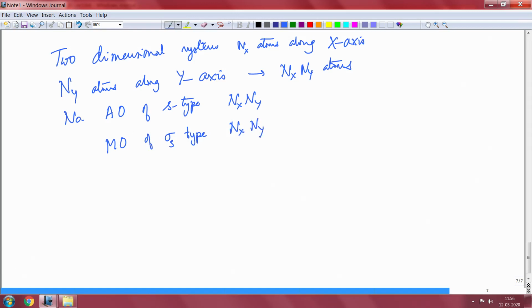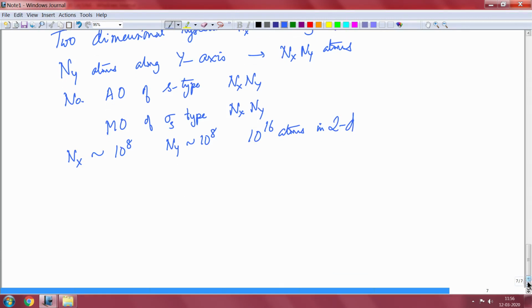And what we are actually looking at, when you are looking at a crystal, nx and ny are of the order of Avogadro numbers, or at least nx is of the order of 10 to the power 8 and ny is also of the order of 10 to the power 8, assuming that you have got 1 mole of the solid, which is roughly 10 to the power 24 atoms, in which case along each axis you have 10 to the power 8 atoms. So altogether you have about 10 to the power 16 atoms in 2D.